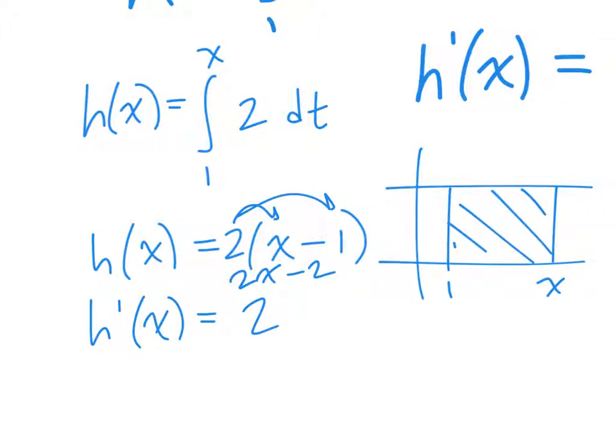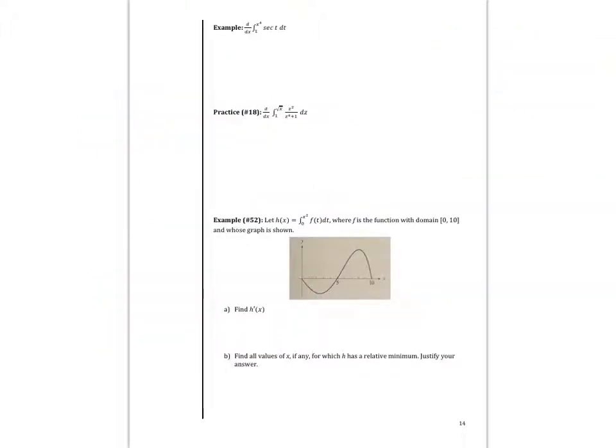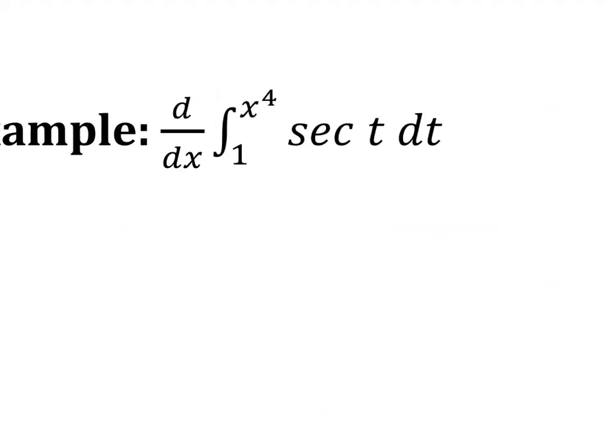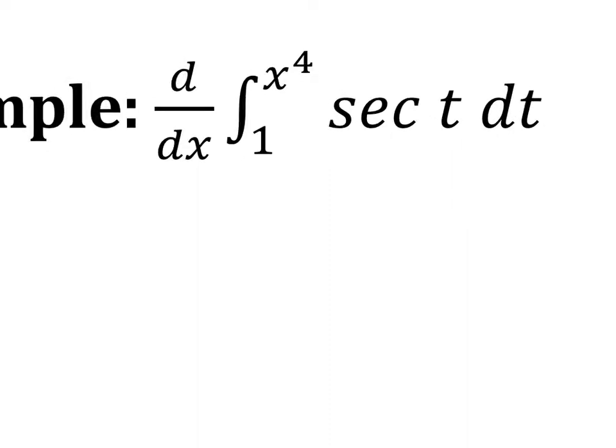Okay, questions? No questions? All right, let's see what we should do today. Let's do 2 more questions where it's a little bit harder, but I think you guys can do it. Let's look at this question: d/dx of the integral from 1 to x to the 4th of secant t dt. Copy down this question first. We want the derivative of this integral.